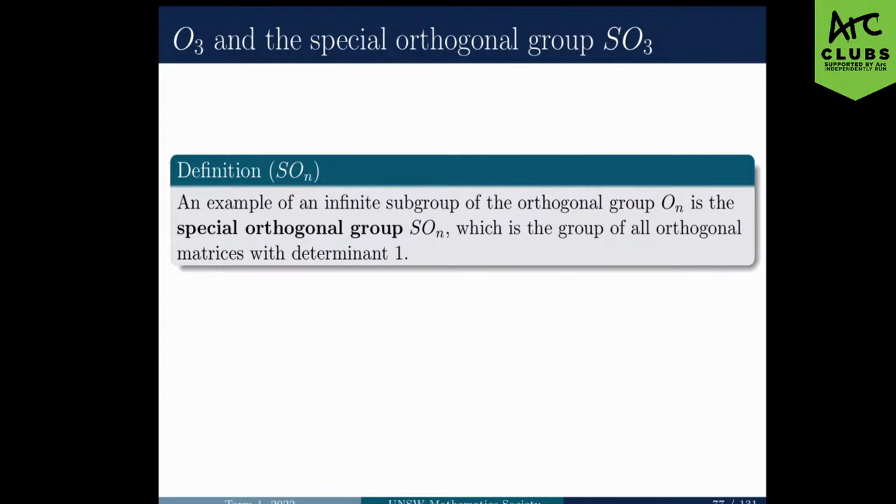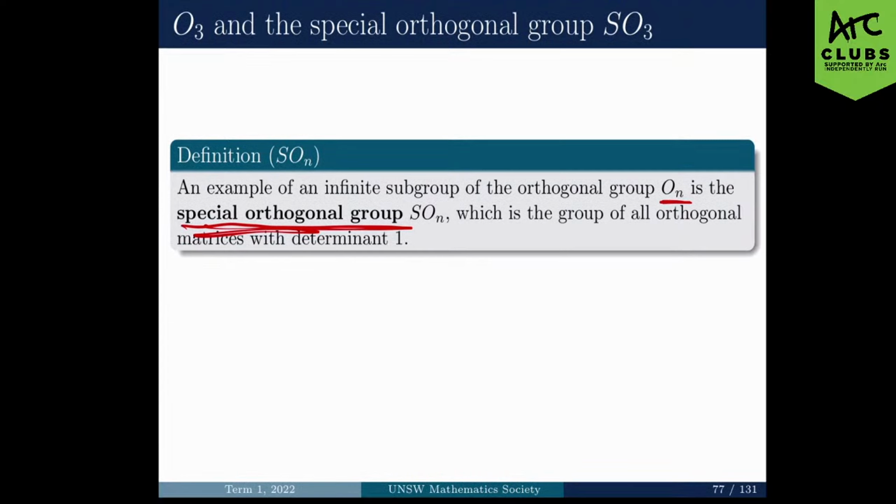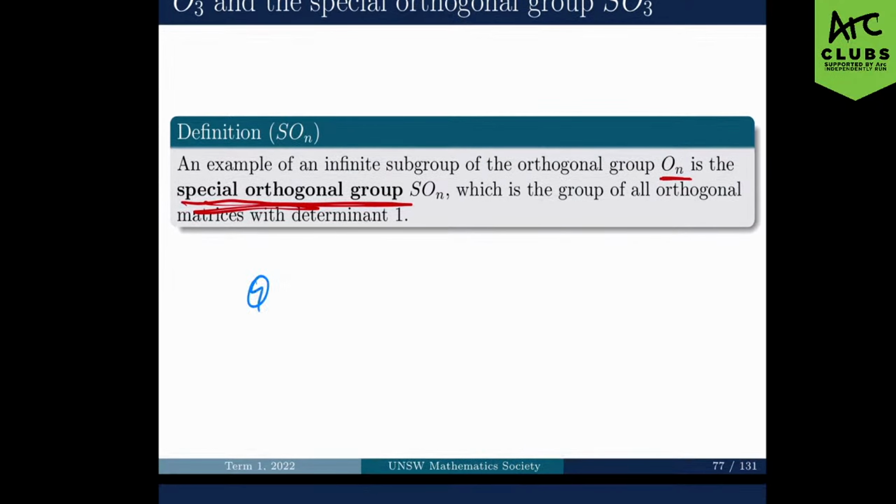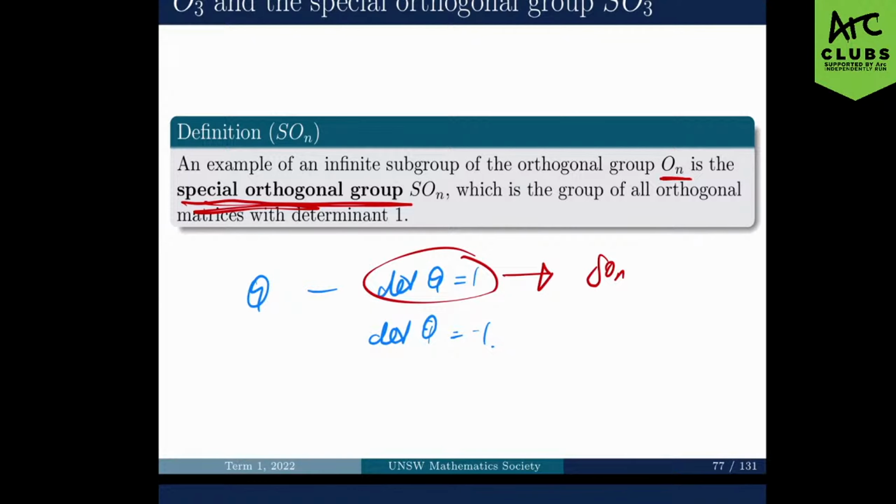So SOn is an infinite subgroup of the orthogonal group On. It's called the special orthogonal group, and basically it's the group of all orthogonal matrices with determinant 1. You might remember that an orthogonal matrix can have determinant 1 or determinant -1. What we're doing here is taking just one of these options. So SOn is equal to the set with determinant equal to 1.